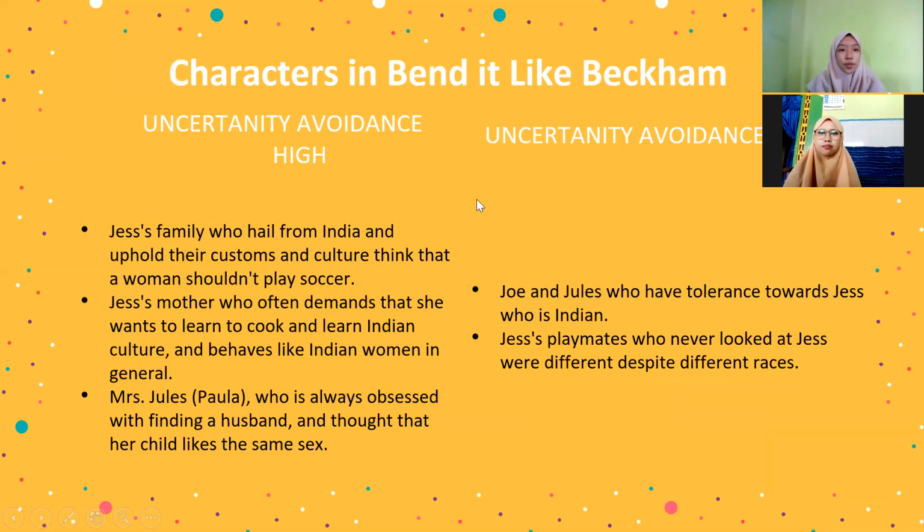We use two elements to analyze the characters in Bend It Like Beckham. The first is uncertainty avoidance, and the second is masculinity versus femininity. Uncertainty avoidance will be explained by Nana.